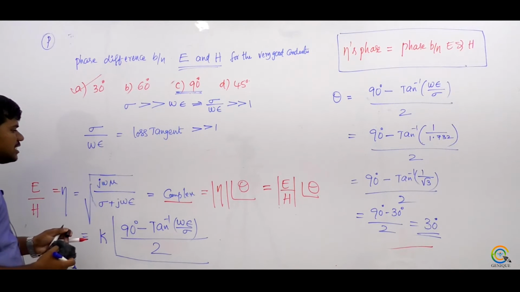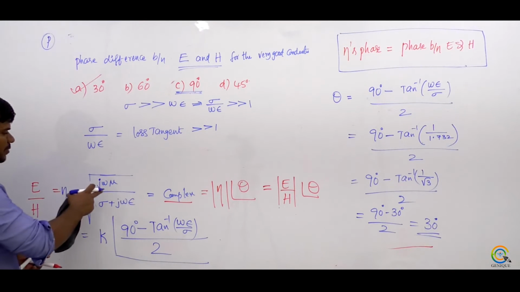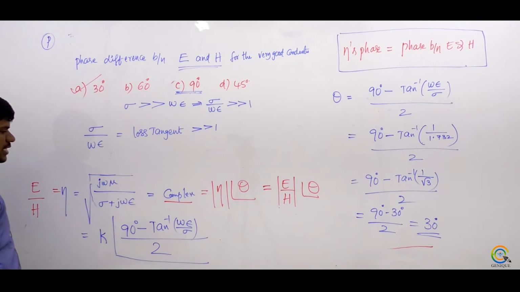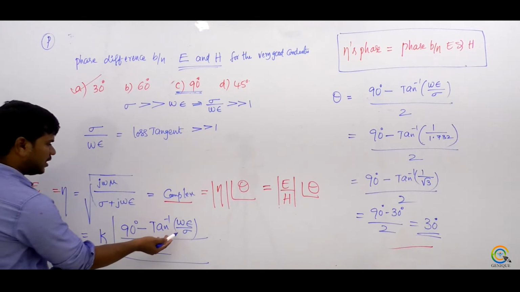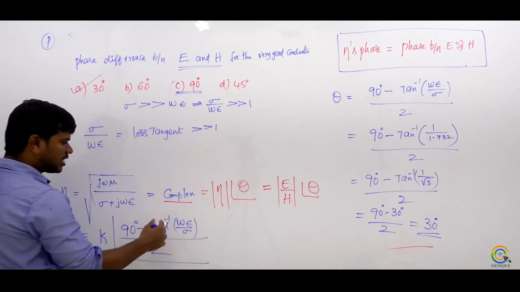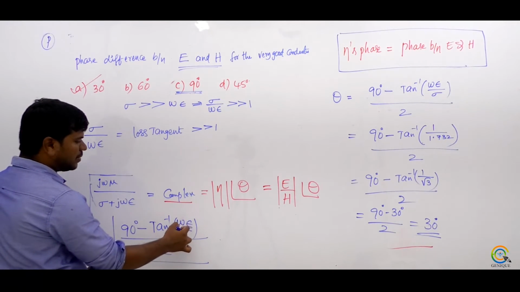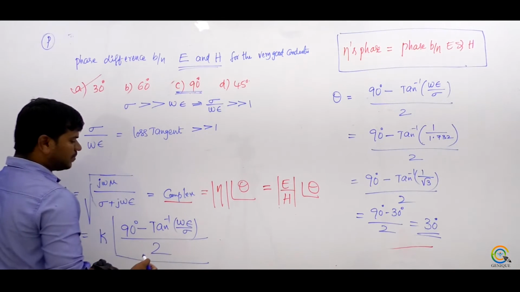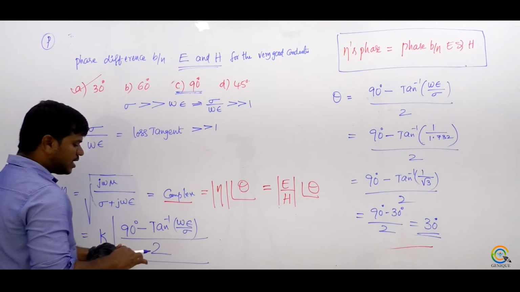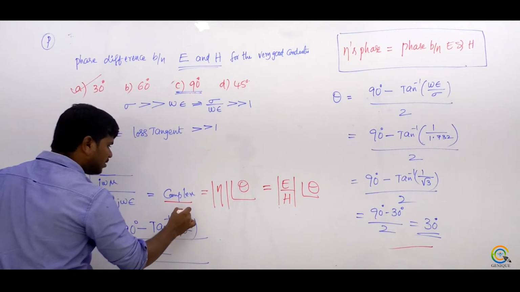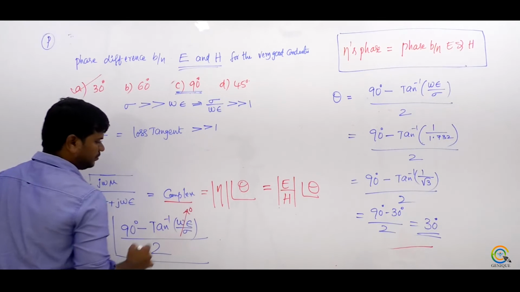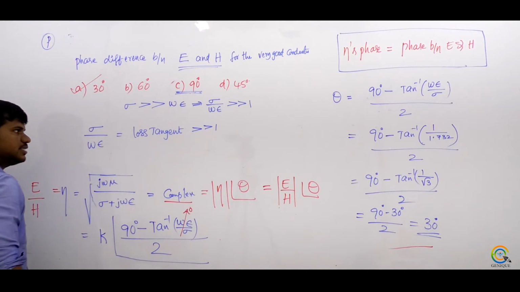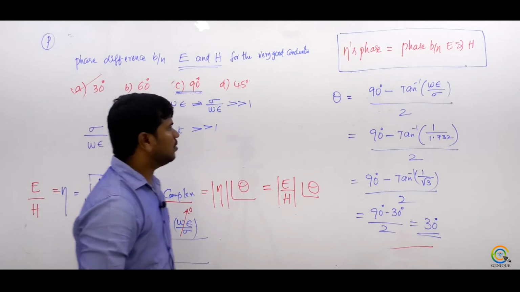So the loss tangent is much greater than 1 means sigma is much greater than omega epsilon. So in this expression, omega epsilon divided by sigma will be much less than 1. So we can write this one tends to 0. So tan inverse of 0 is what? 0. Understand? Tan inverse of 0 is 0.